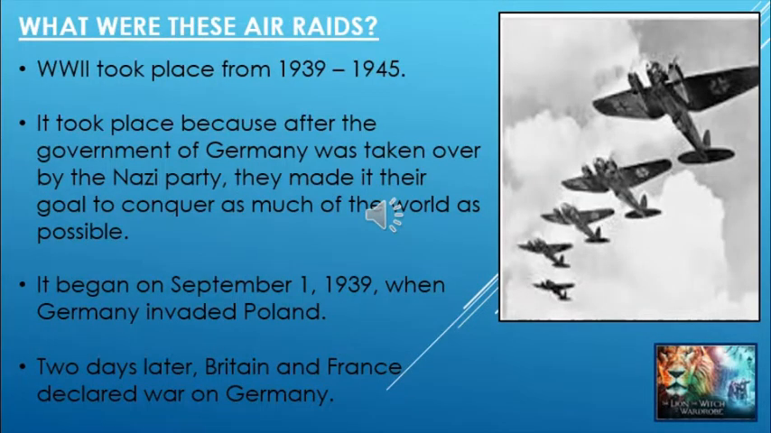So what are these air raids that are taking place, which have caused the children to come out into the country? Let me give you a little context. Remember, we learned that context is background information that helps us better understand the text. World War II took place from 1939 through 1945, and it took place because after the government of Germany was taken over by the Nazi Party, they made it their goal to conquer as much of the world as possible. World War II began on September 1st, 1939, when the German nation invaded Poland, and then 2 days later, Britain and France declared war on Germany, and Britain, as we know, was the home of C.S. Lewis.